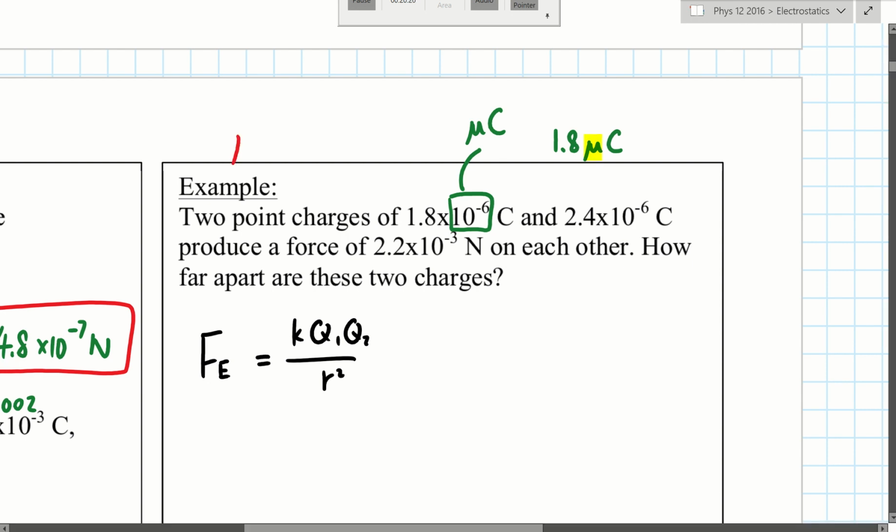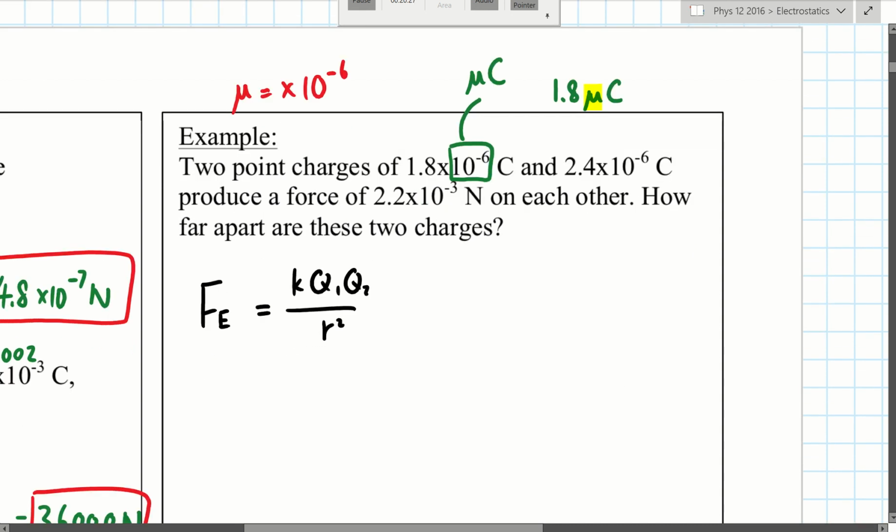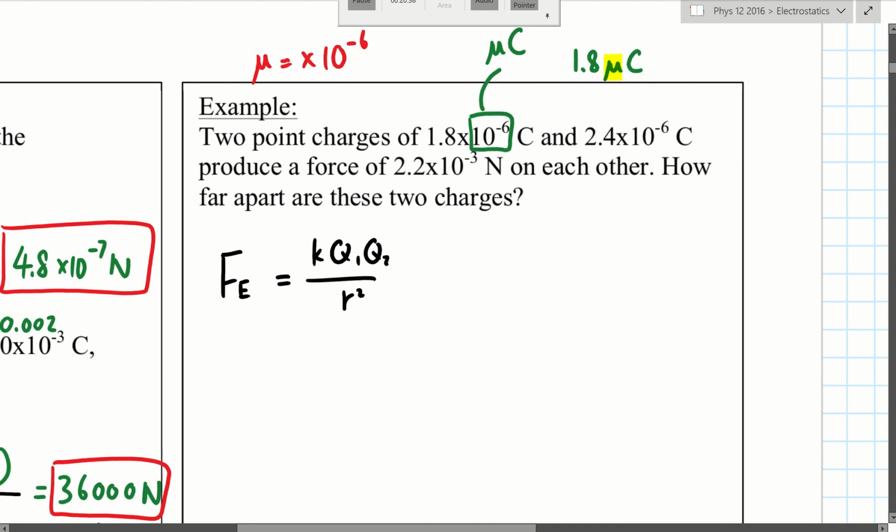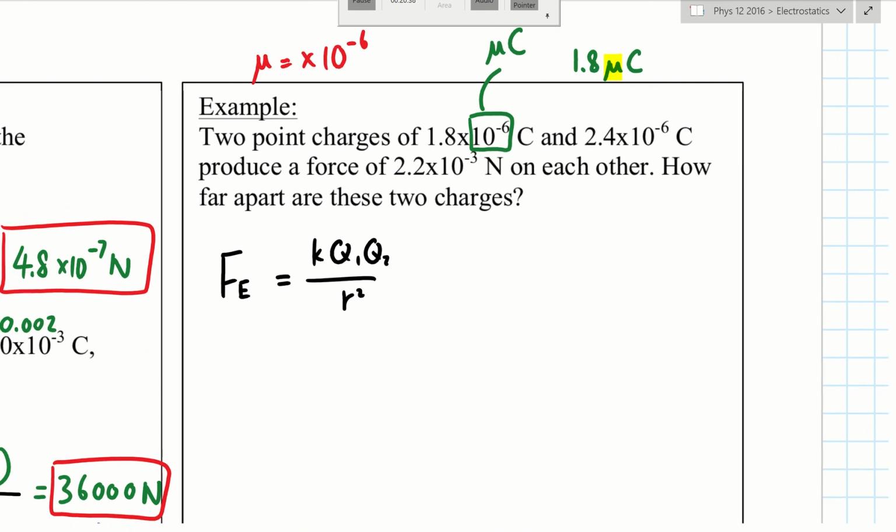So in this case, micro means times 10 to the -6, right? Okay, so 1.8 microcoulomb and 2.6 microcoulomb produce a force of 2.2 millinewton. How far apart are these two charges? Okay, so we are looking for the distance between them. The force is given, which is good.